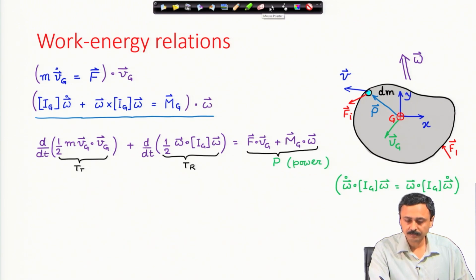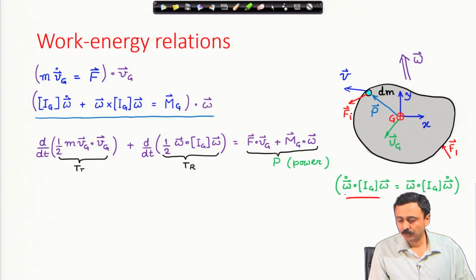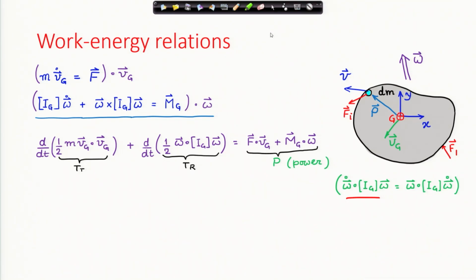One thing you may note is that Ig, the moment of inertia tensor, being symmetric, omega dot Ig omega, which is the angular momentum about G, is equal to omega dot Ig omega dot. This is because Ig is a symmetric tensor.